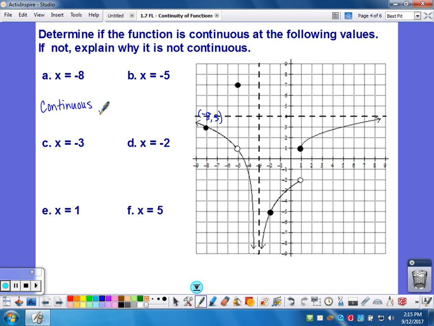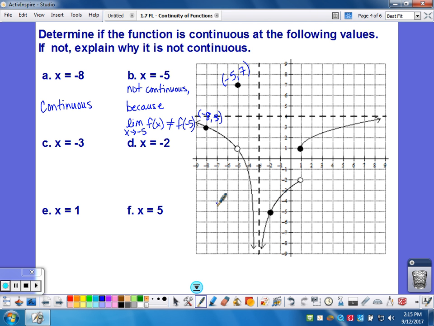If I look at x equals -5, the value of my function at -5 is actually 7. So this function is defined at -5 as having a y value of 7. But the limit from the left and the right is equal to +1. So because the limit does not equal where my function is defined, this is not continuous. So I need to write not continuous, and then my explanation: because the limit as x approaches -5 of my function does not equal the value my function is defined at. Make sure you are using proper notation for your limit.